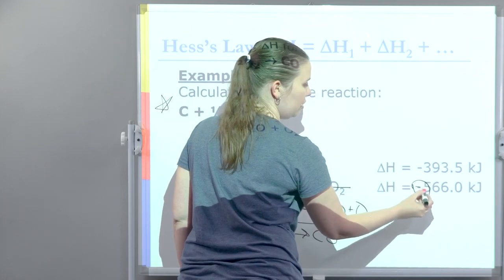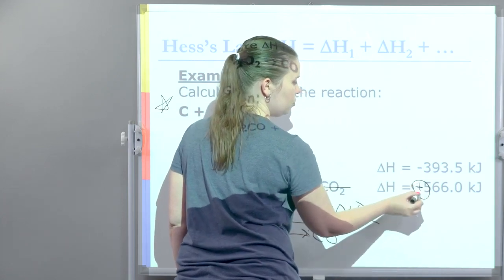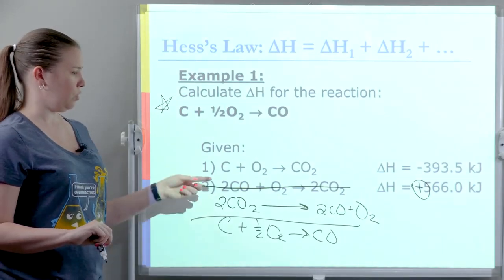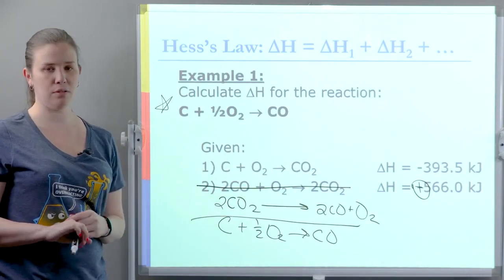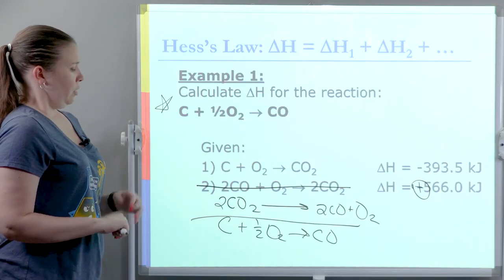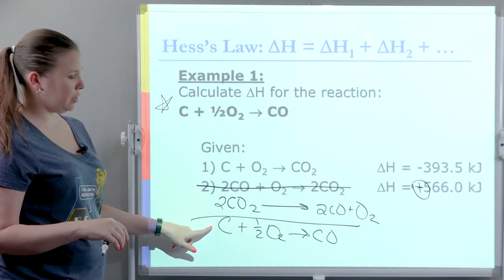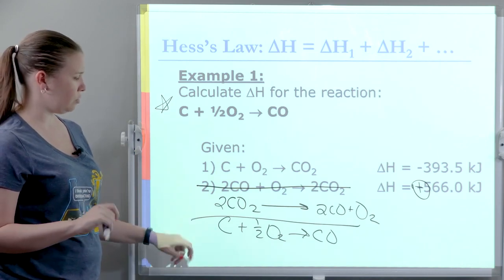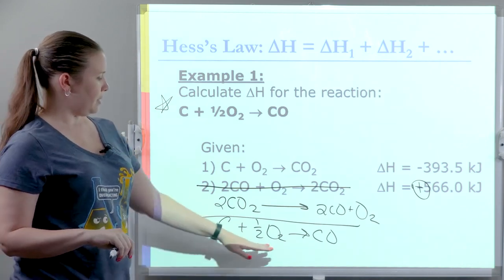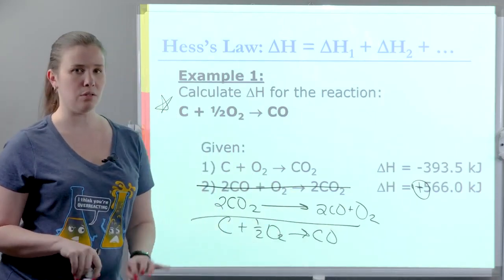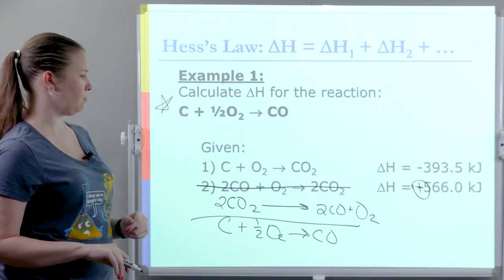So this negative 566 kilojoules will become a positive 566 kilojoules. Whatever you do to the equation, you have to do to the delta H. Now let's check the amounts. So I see I have 1 mole of carbon and I end up with 1 mole of carbon, so that's good so far. I can see I need half a mole of oxygen, and right now it looks like they would cancel completely. So let's hold off on attacking the oxygen.